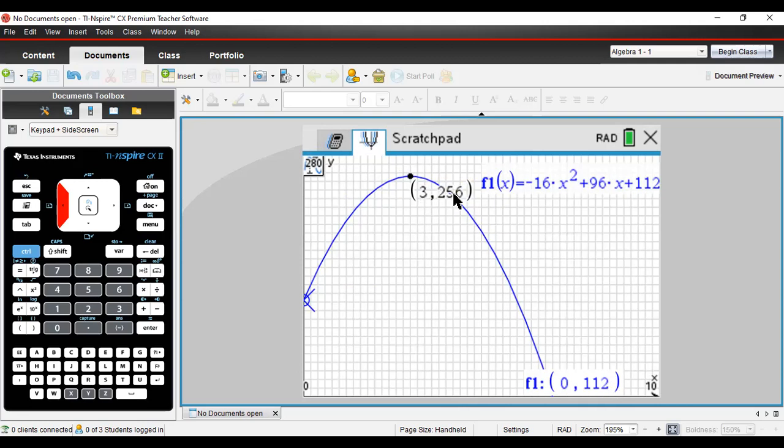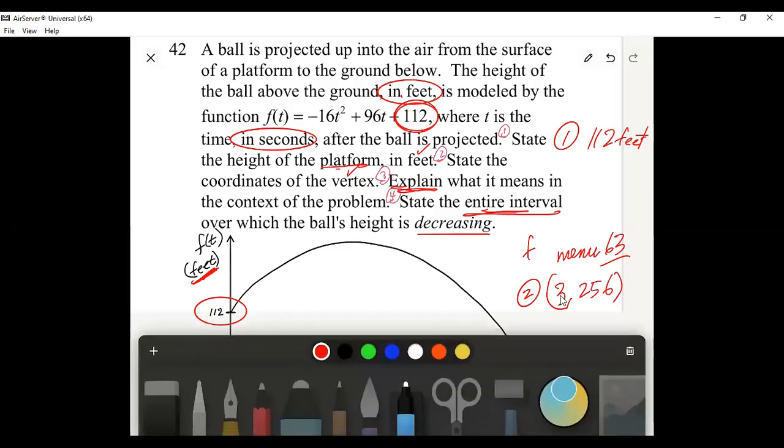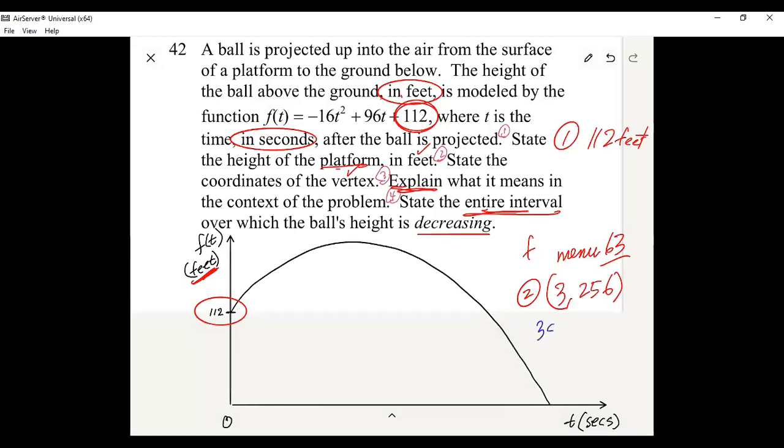Now we have 3, 256. Now we've got to interpret it. Notice, on the y-axis, I labeled it feet. On the x-axis, it's being measured in seconds. So this is saying it took 3 seconds to reach 256 feet, which is the maximum. So that's the interpretation of the vertex. It took 3 seconds to reach the maximum of 256 feet.